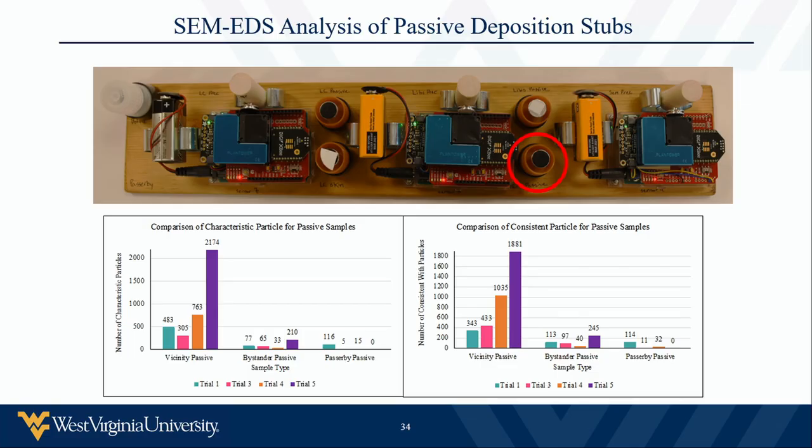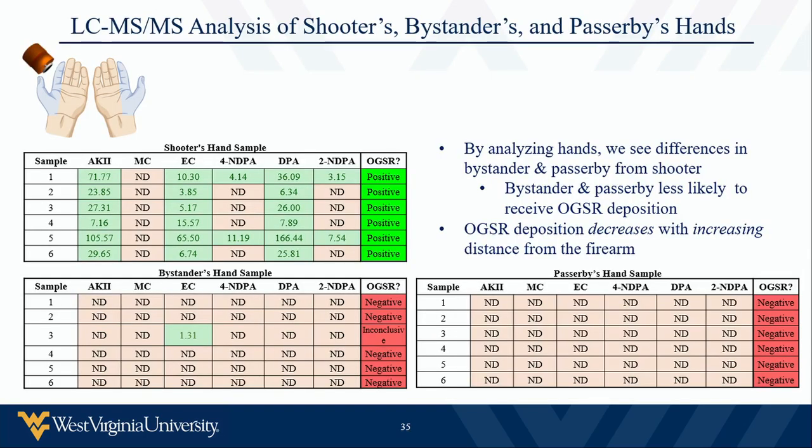And remember that now we also collect and stub the hands of the shooters, the hands of the bystanders, and the passerbys. And something interesting that we found by doing this analysis is that we observed differences between them, particularly in the organic gunshot residue deposition. And the second aspect that we found is that the organic gunshot residue deposition decreased with decreasing distance from the firearm.